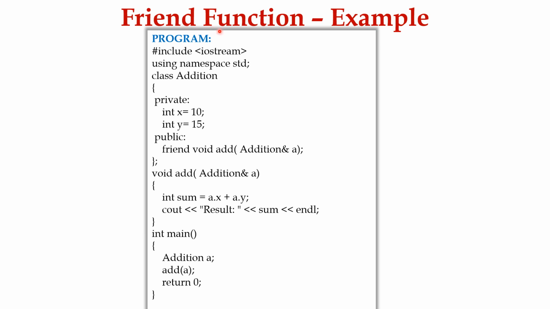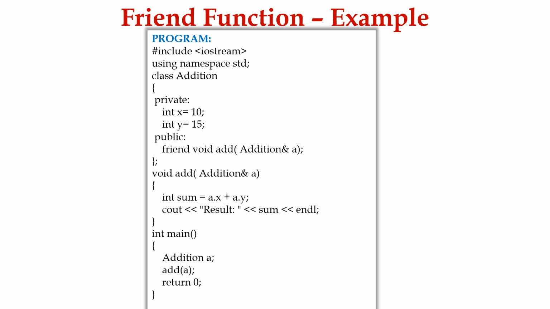Let's have an example program using friend function. Here we have defined the class definition for class addition. Using the private access specifier, we have declared the variable x of integer data type and assigned it the value 10. Next, the variable y of integer data type, assigned the value 15. Using the public access specifier, we have declared the friend function named add with return type void, and it has a single parameter, which is the reference variable of object A, which belongs to the class addition.